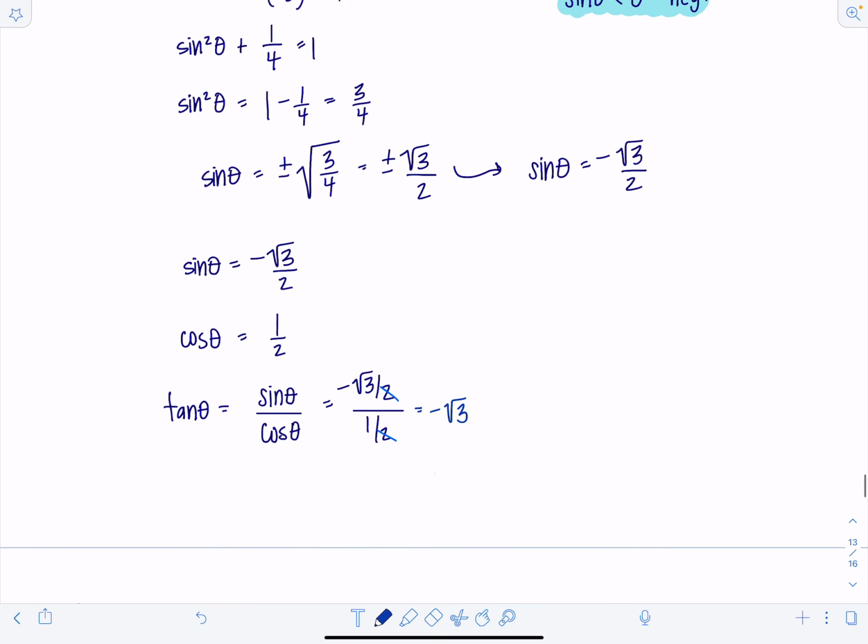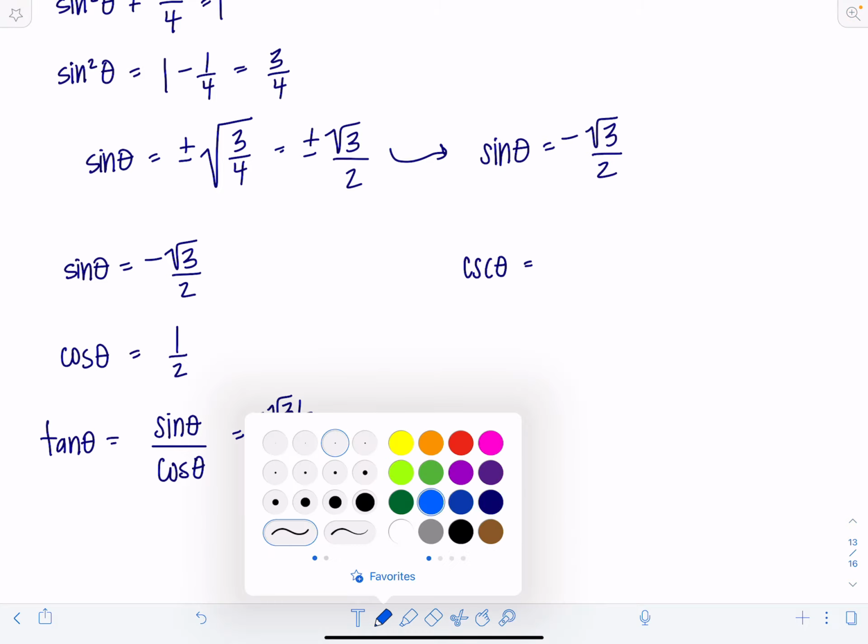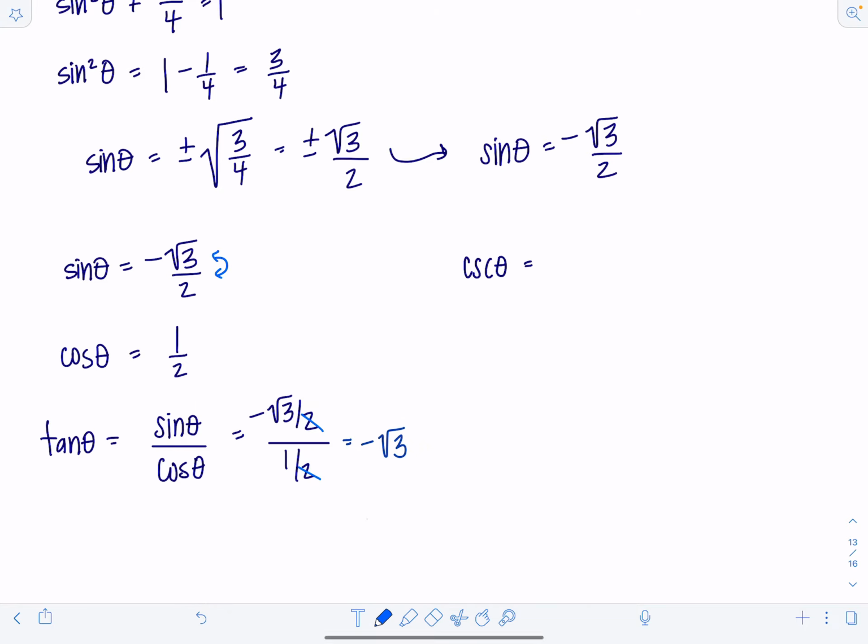Okay, good. Now I need 3 more. So I need cosecant theta. How am I going to get cosecant? I'm just going to take the reciprocal of sine theta. Let's use the darker color. So it's going to be negative 2 over rad 3. But we need to rationalize. So I'm going to multiply by rad 3 over rad 3. Good. So this is negative 2 rad 3 over 3.